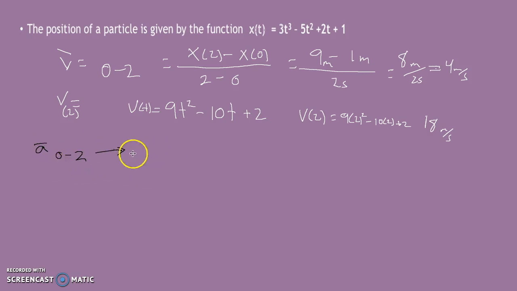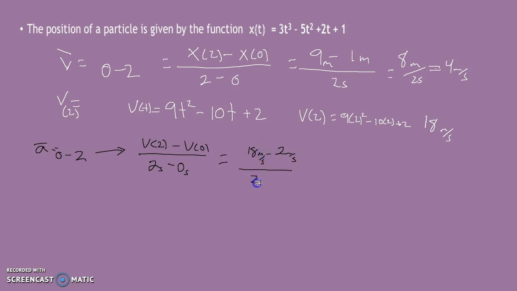So in order to find average acceleration, remember we said that was the change in velocity divided by the change in time. So in this case, instead of using this position function to find our acceleration, we use this velocity function, because we're looking at average change in velocity. If we substitute in 0, we get 2 meters per second. If you substitute in 2, you're going to get 18 meters per second.